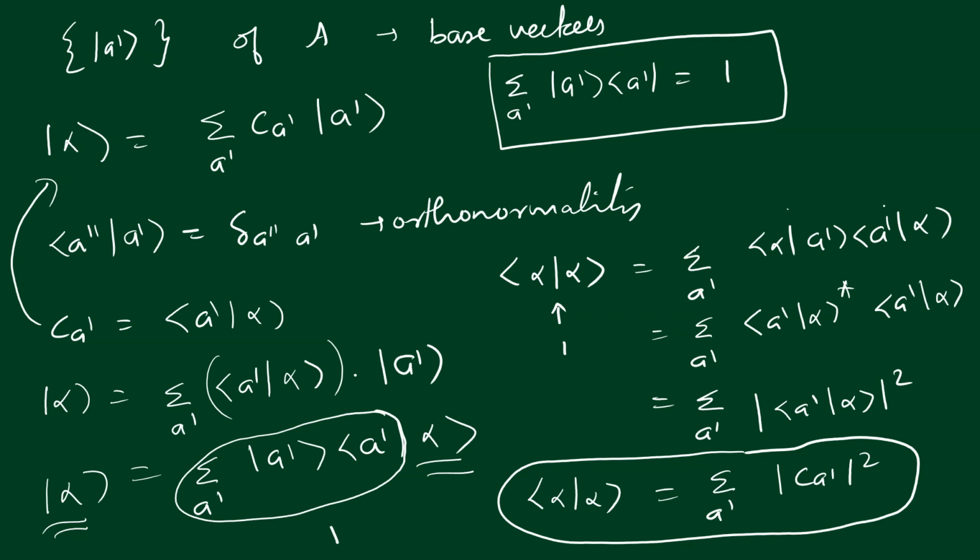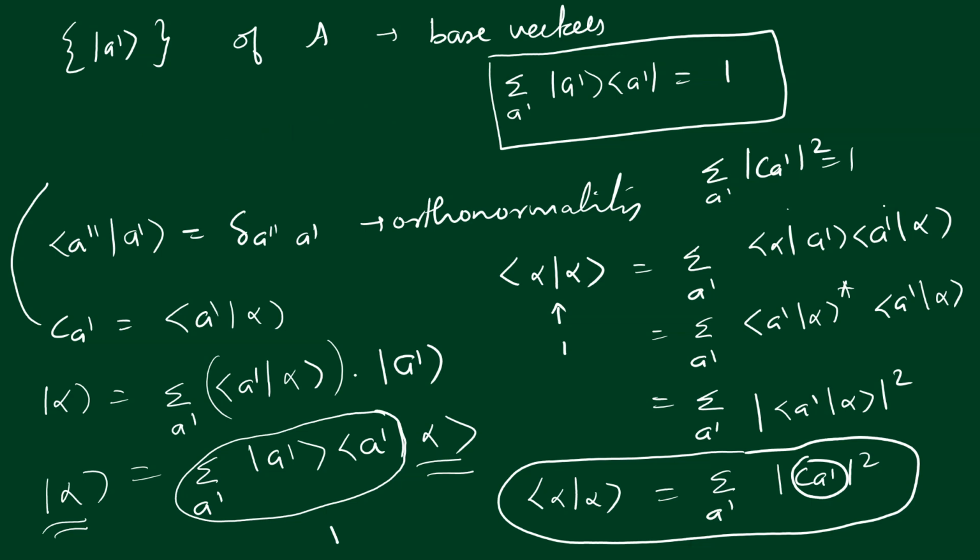So the condition bracket alpha alpha is equal to 1 can be written as sum over a prime modulus c a prime square equal to 1. We said that this is associated with probability, and later we'll call these expansion coefficients probability amplitudes. In the end, we defined the projection operator.